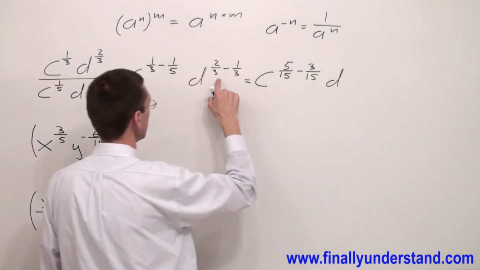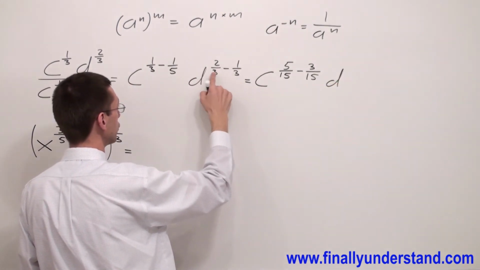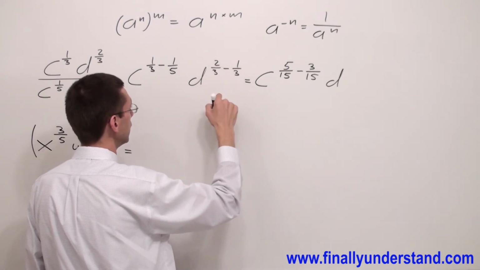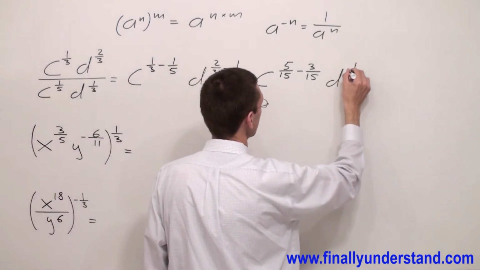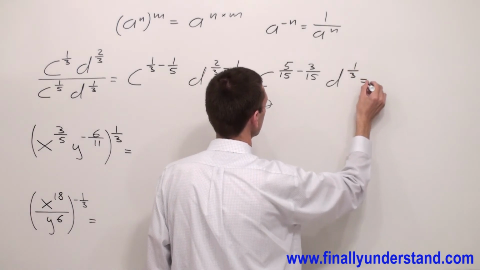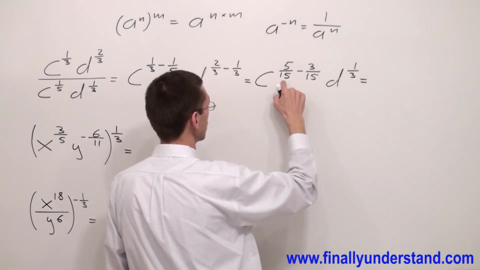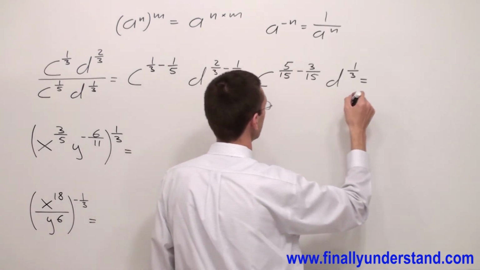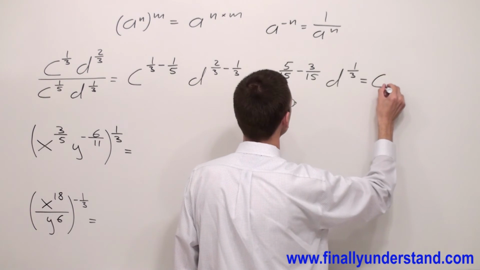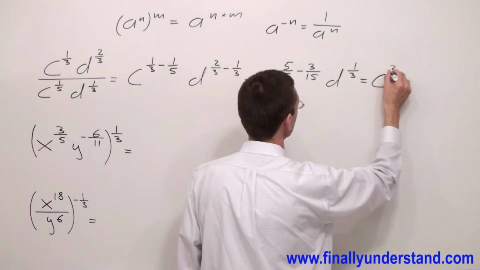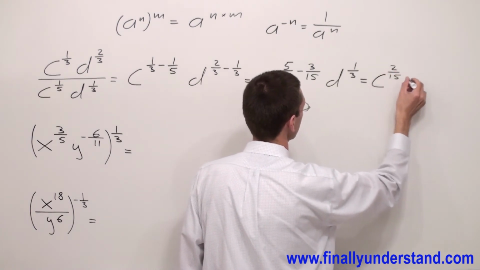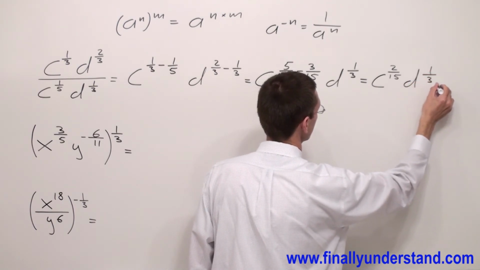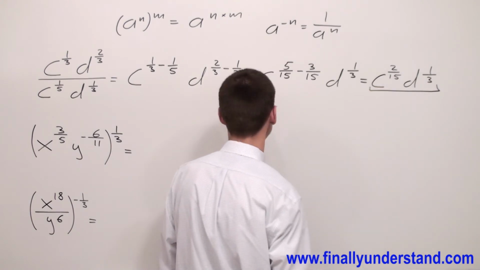D. And over here I have a common denominator. That's why I'm going to perform the subtraction right away. So I have 2 minus 1 is 1/3. This is going to be equal, because I have a common denominator, I can subtract these fractions. 5 minus 3 is 2. That's why I'm going to have C to the 2/15, and I have D to the 1/3. And this is the solution to this problem.